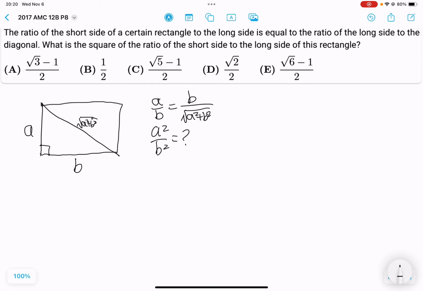Okay, so we have two variables in one equation, and it's a bit hard to solve, but it's okay. We only need the ratio. We don't need the exact values. Let's first cross multiply so we get rid of the fractions. And then we can square both sides.